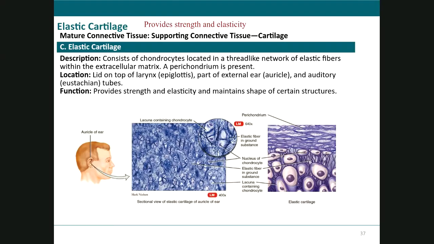And the third one is elastic cartilage. This provides strength and elasticity. It's not very common in the body. It's located in areas, for example, the epiglottis in the back of our throat. It's around the auricle of our ear and within the eustachian tubes. So it's going to provide strength and elasticity and is good in maintaining its shape, like the auricle of the ears.